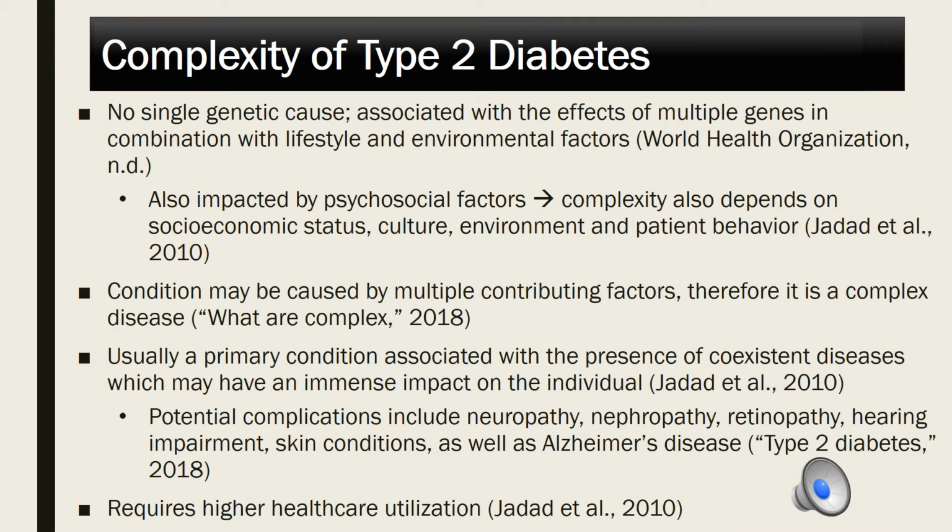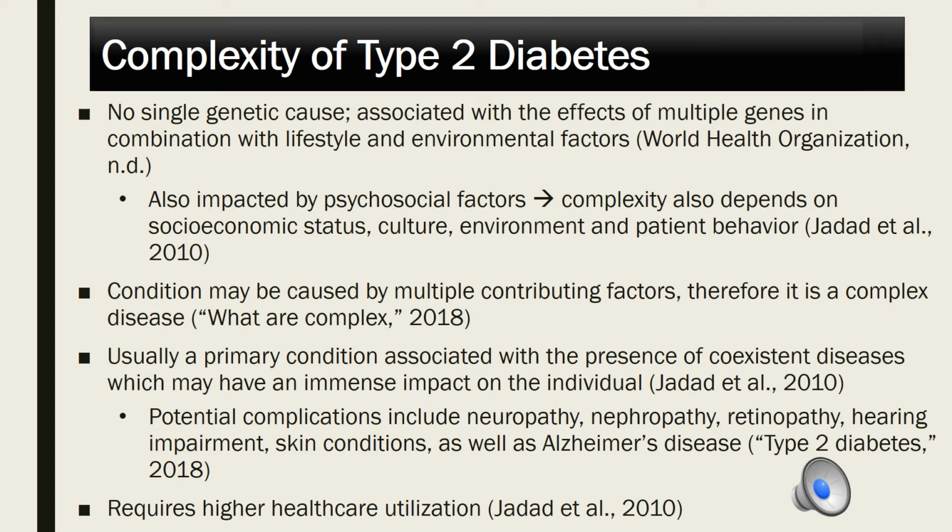So I'm going to be talking about the complexity of type 2 diabetes. Diabetes doesn't have a single genetic cause. It's likely associated with the effects of multiple genes in combination with lifestyle and environmental factors. It's also impacted by psychosocial factors. So the complexity also depends on socioeconomic status, the culture, environment, and patient behavior. The condition can be caused by multiple contributing factors, and therefore it's a complex disease. Usually a primary condition associated with the presence of coexistent diseases, which may have an immense impact on the individual.